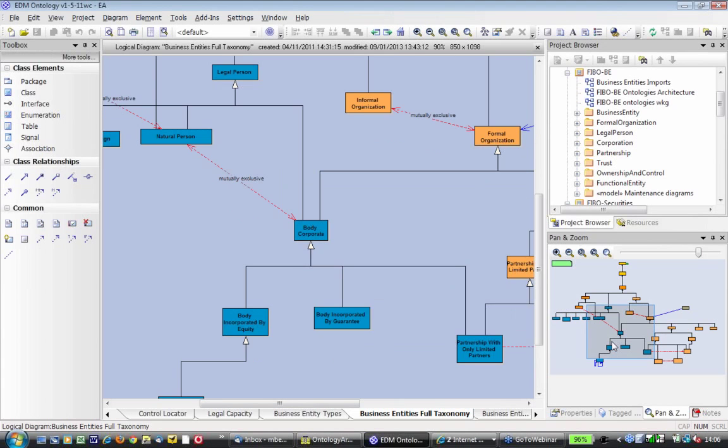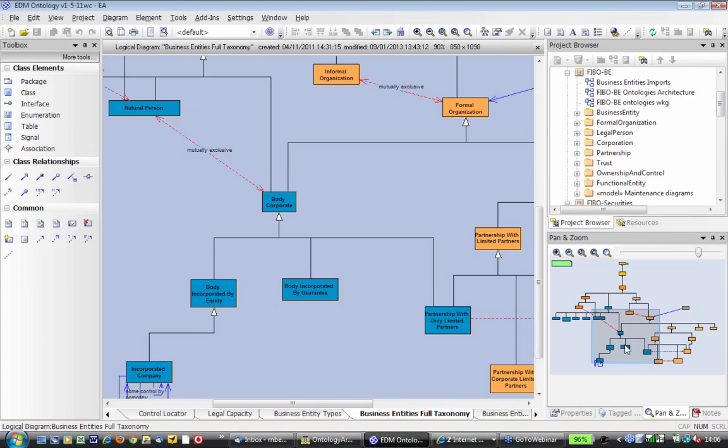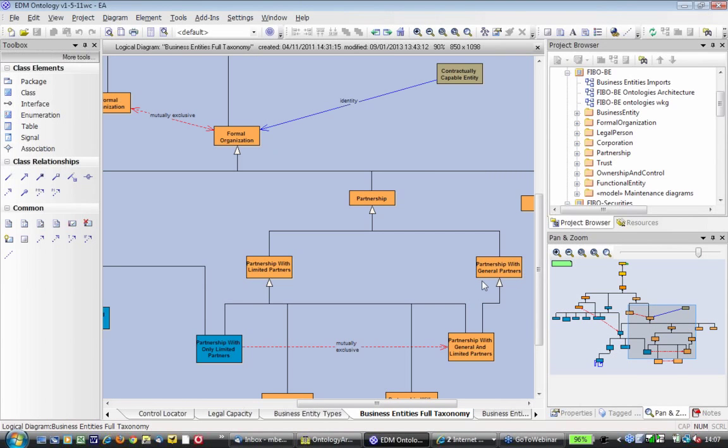But the main ones we're interested in really are formal organizations, and those are either also legal persons, i.e. body corporate, things like, and there's actually two ways they can be incorporated in general, by equity or by the issuance of guarantees.